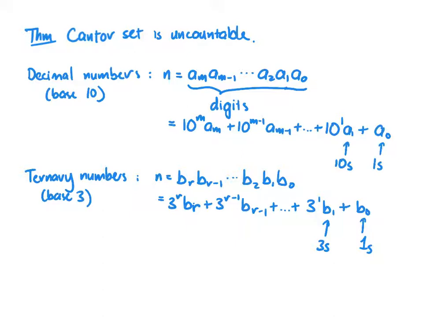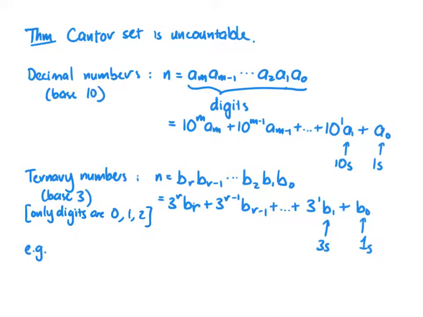Okay, so for example, let's say we have a number where the only digits are 0, 1, and 2. So for base 10 you get the digits 0 through 9. For base 3, ternary, you get the digits 0 through 2. Okay, so let me just make that note too. So the only digits are 0, 1, and 2.